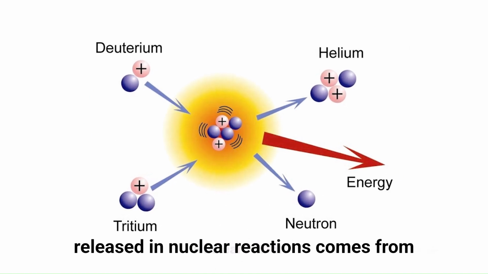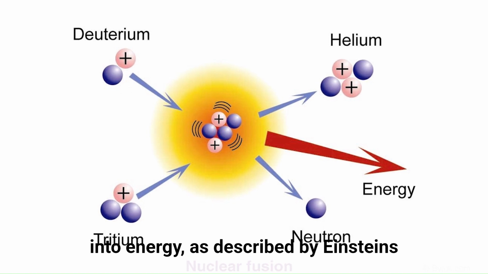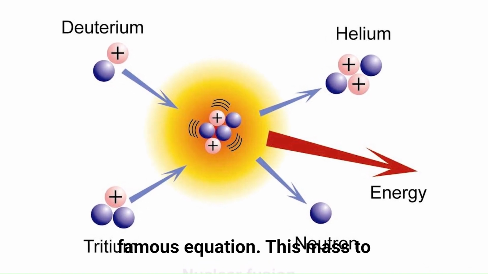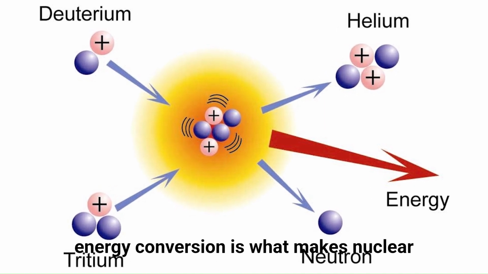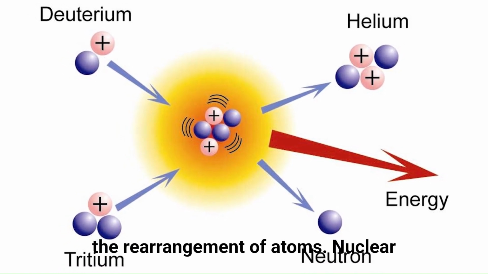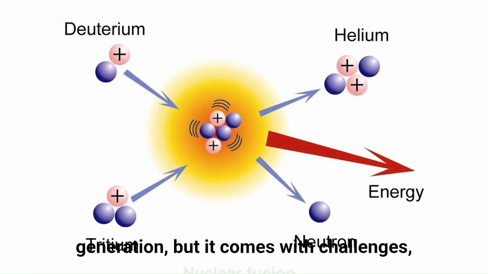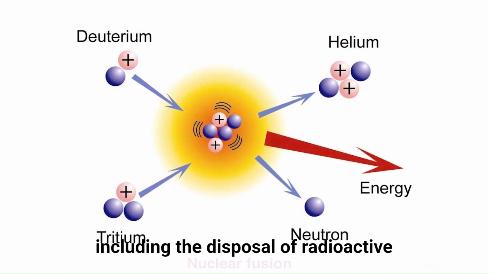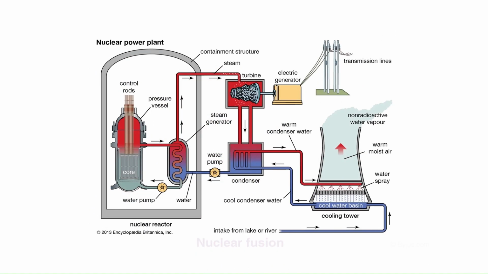The energy released in nuclear reactions comes from the conversion of a small amount of mass into energy, as described by Einstein's famous equation. This mass-to-energy conversion is what makes nuclear reactions much more powerful than chemical reactions, which only involve the rearrangement of atoms. Nuclear fission has been widely used in power generation, but it comes with challenges, including the disposal of radioactive waste and the risk of nuclear accidents.